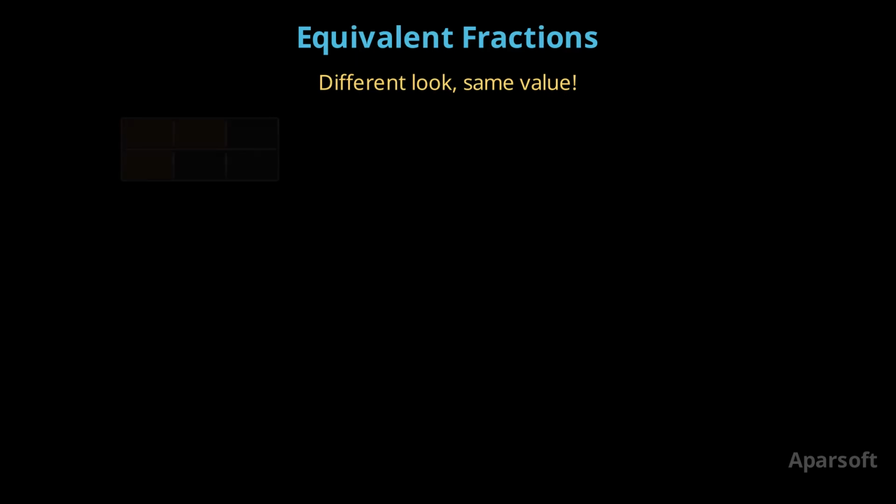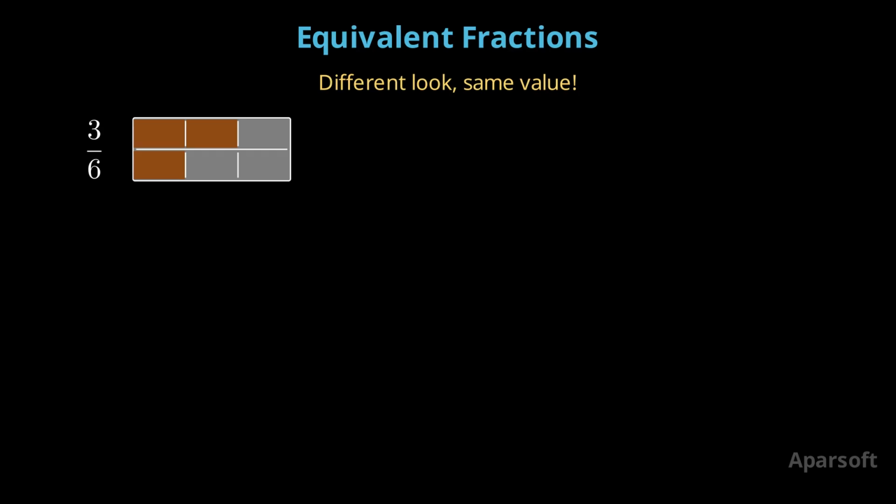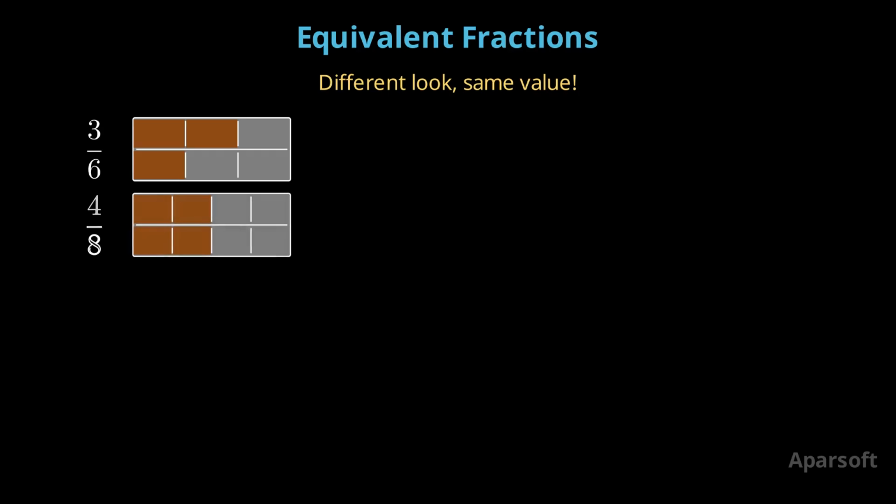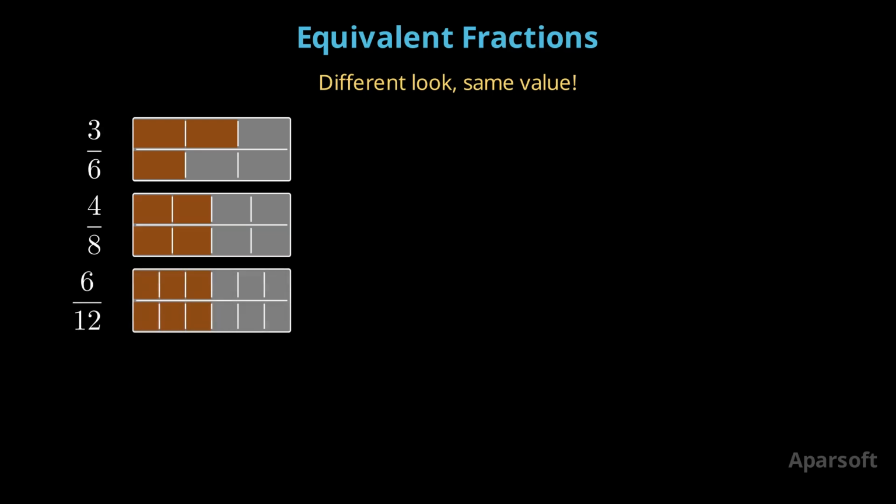Also, there are equivalent fractions. These are fractions that look different but represent the exact same amount. Look at these 3 bars. The first shows 3/6. The second shows 4/8. The third shows 6/12. They look different, but the filled portion is exactly the same size. They are twins in different outfits.